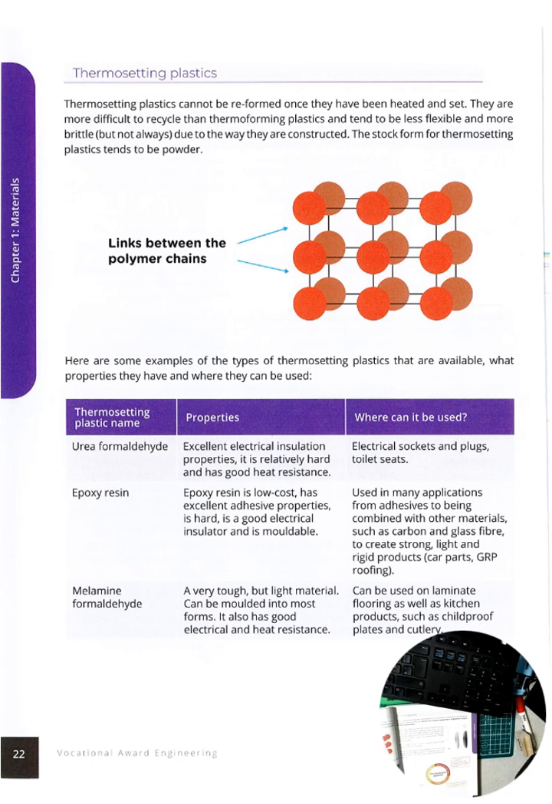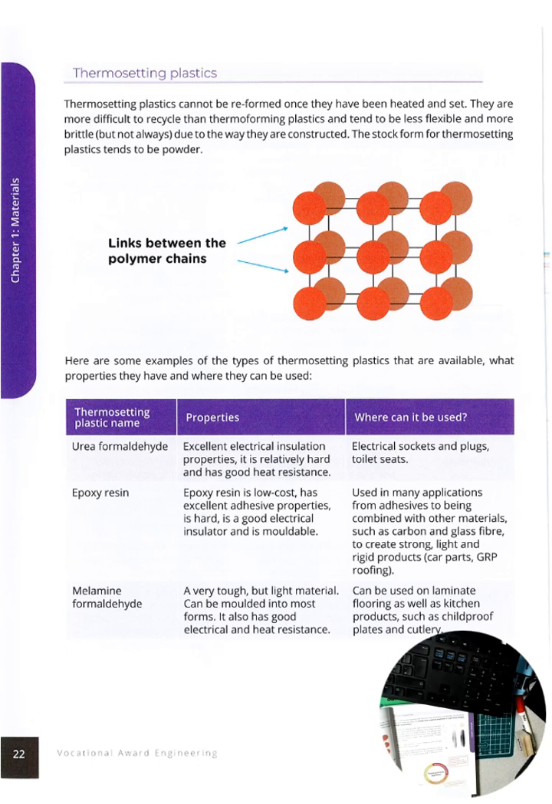The stock form for thermosetting plastics tends to be powder. So here we see the polymer chains within thermosetting plastics, very similar to the thermoforming plastics, however they are linked together through strong covalent bonds. Here are some examples of the types of thermosetting plastics that are available, what properties they have and where they can be used.